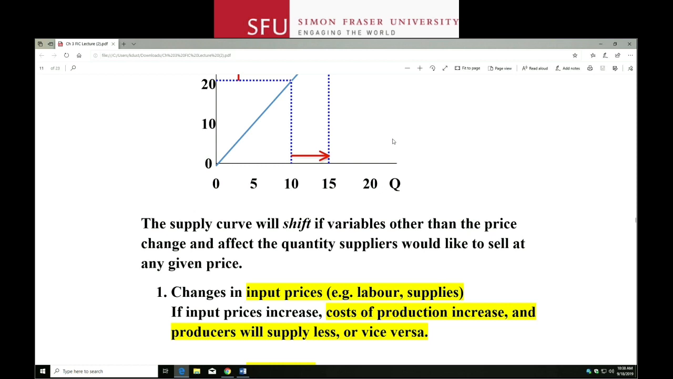So for example, if the input prices increase, that means that it will cost them more to produce the goods. So cost of production would increase. That means their profit goes down, so then the producers would supply less.